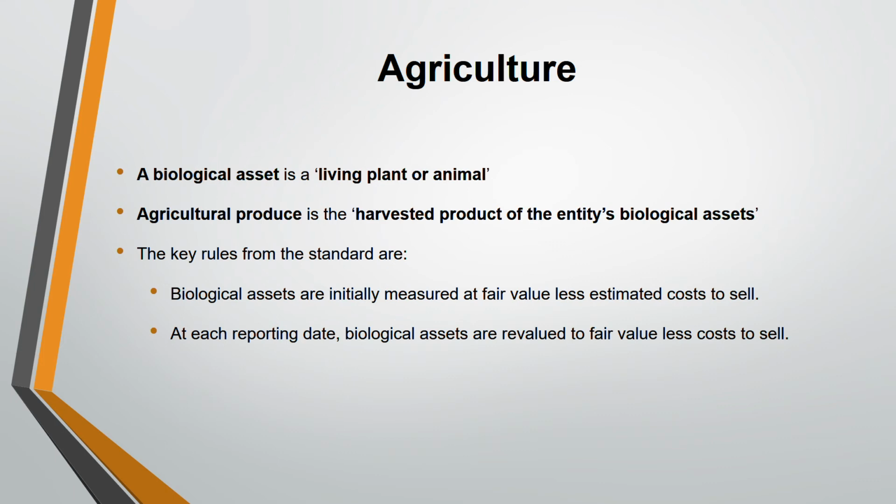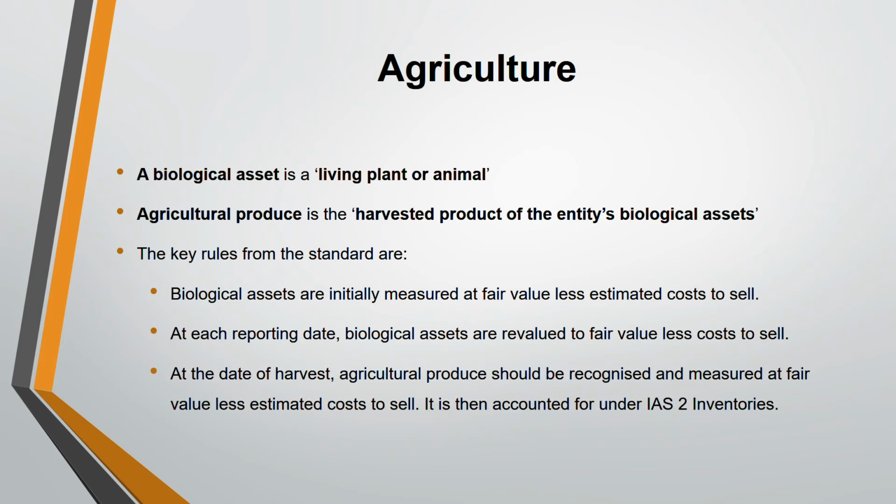And then what about the agricultural produce? At the date of the harvest, the agricultural produce should be recognized. First of all, you have to recognize the agricultural produce. It will not be a biological asset anymore at the date of harvest. Remember it. It will be agricultural produce. You have to recognize it as agricultural produce from the biological asset and measure it at fair value less estimated cost to sell.